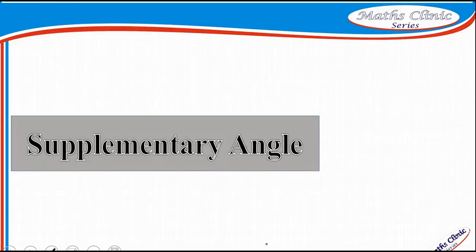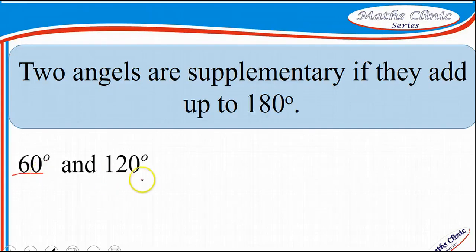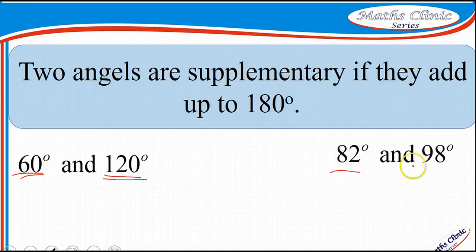Then there's another word you need to understand called supplementary angles. By the definition, when two angles are supplementary, they add up to 180. So if I have 60 and 120, I can add them up to give you 180. That means 60 is supplementary to 120, or 120 is supplementary to 60. 82 and 98 will add up to give you 180. For that matter, these two angles are supplementary.